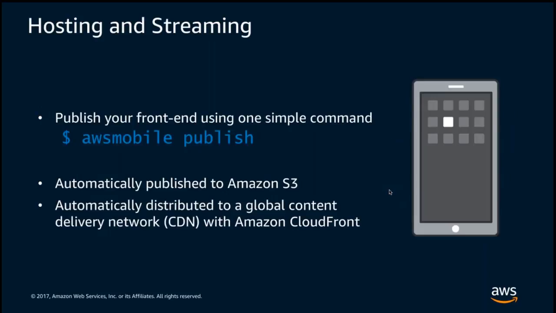So as far as hosting and streaming, you can publish your front end using one command, AWS Mobile Publish. That's going to push your built production application up to Amazon S3. It'll automatically do that. You don't have to do anything, and it's also automatically going to create a CDN with Amazon CloudFront for you as well.